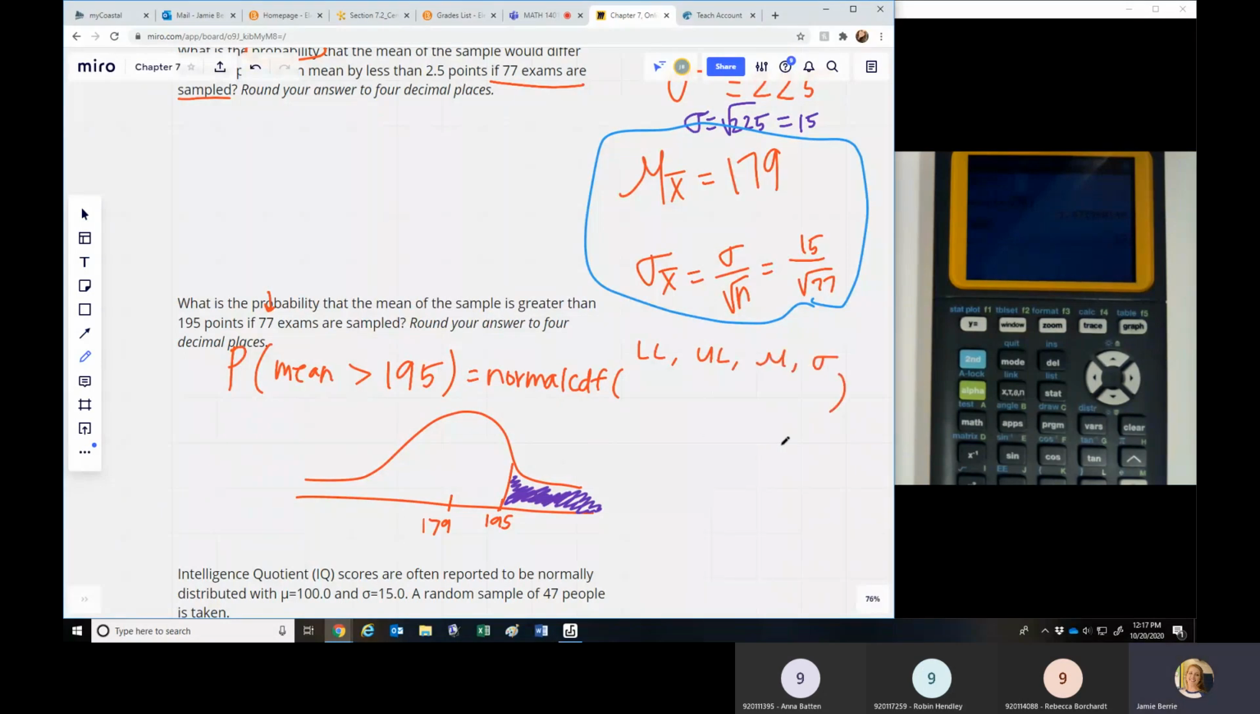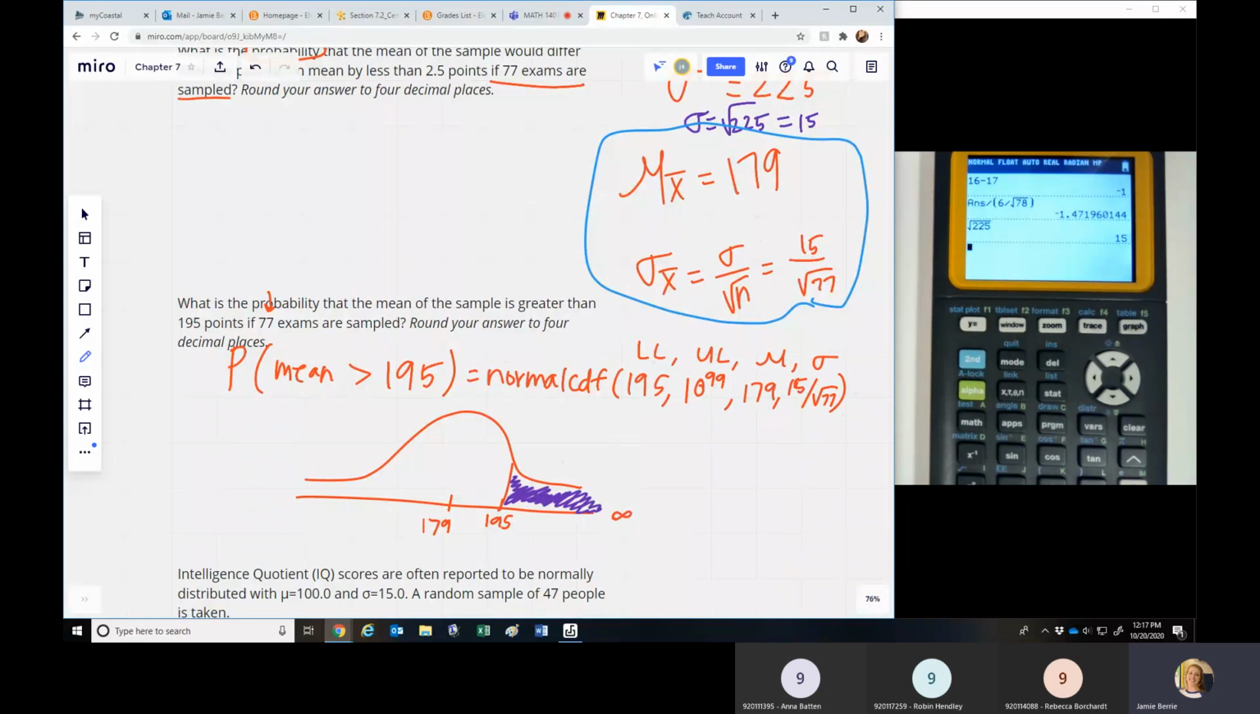All right, so the lower limit would be 195. It's the lower limit of the shaded area. The upper limit of the shaded area is going all the way out to positive infinity, so that would be a really big positive number, like 10 to the 99. The mean we said is 179. For the standard deviation, I'm just going to put 15 over the square root of 77. You can enter it in just like that.